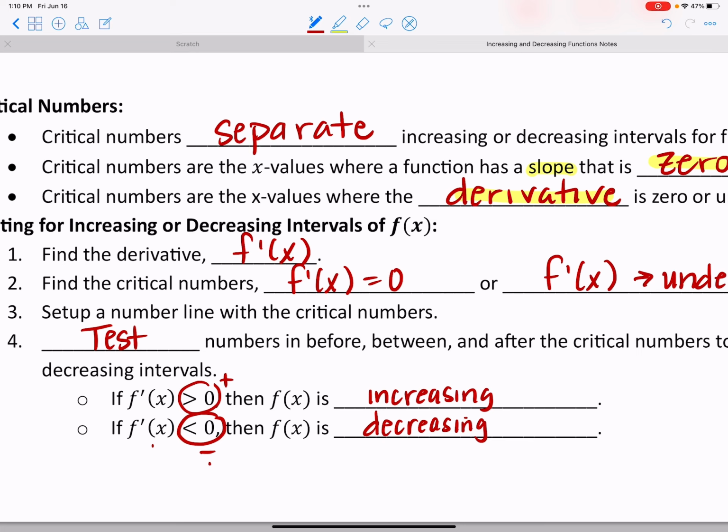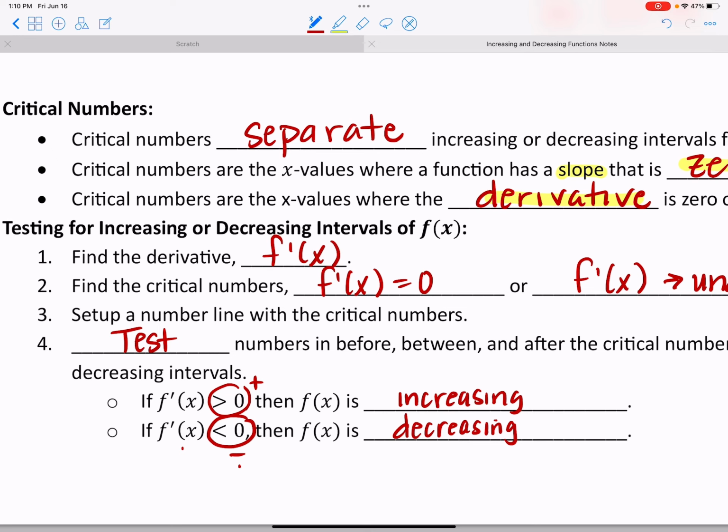So these are the steps we're going to take. Find the derivative, find the critical numbers, which are the values of x that are going to make our derivative either 0 or undefined. And then we make a number line with those critical numbers, and then we're testing before, in between, and after to see the behavior. Positive tests lead to increasing intervals of the graph, and negative tests lead to decreasing intervals of the graph.